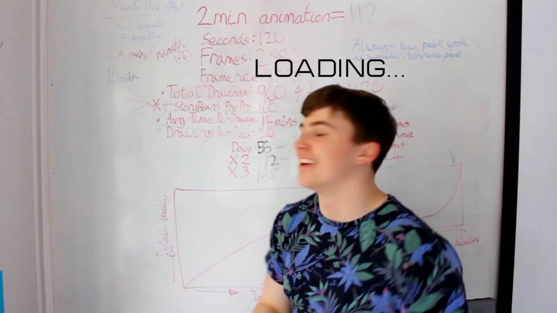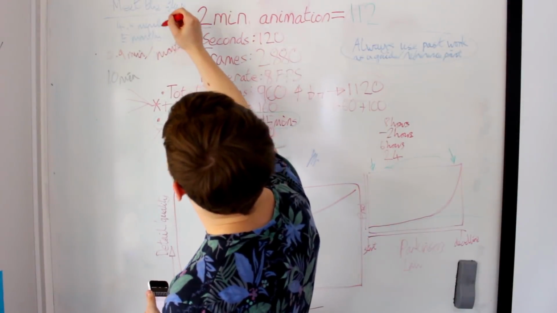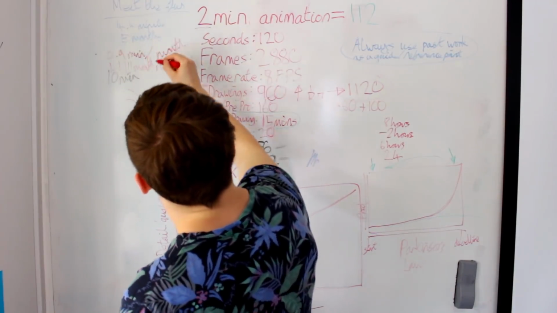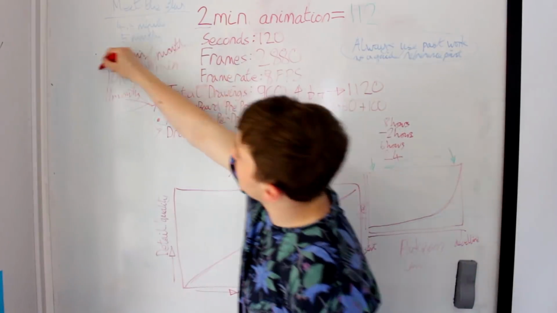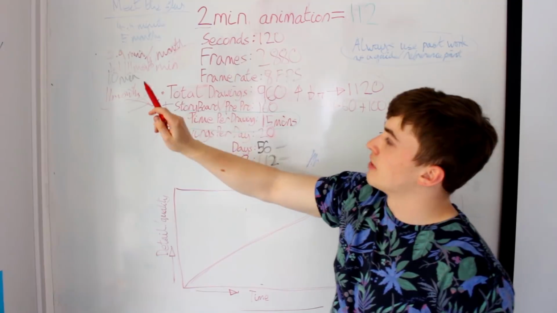I'm getting confused here. Hold on. 5 months divided by 4.5 is 1.1111 per minute. So I worked out that a 10-minute animation, judging by Meet the Sky, will take 11 months.